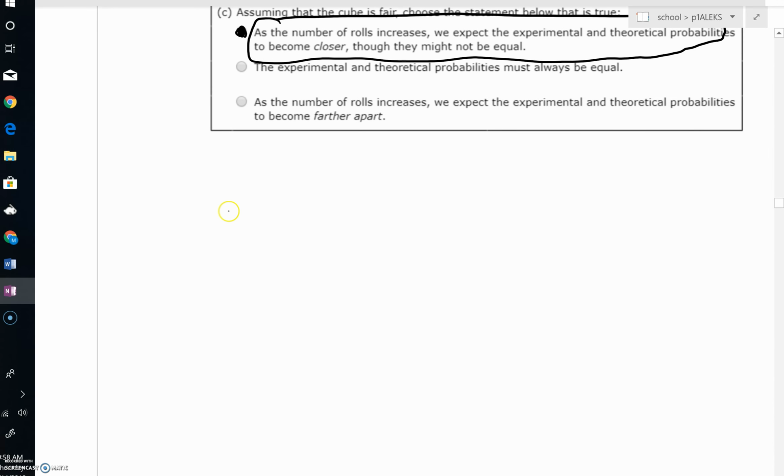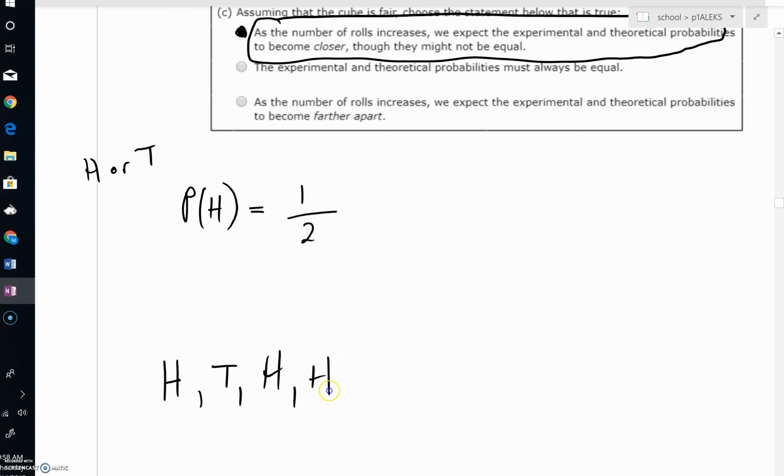Another way to just look at it, imagine that you're flipping a coin. And if you say, what's the probability of getting heads? Well, the probability of getting heads, you'd say, well, there are two possible things you could get. You get a head or a tail. And the probability of getting heads, you'd get 1/2. Let's just say that you went ahead and you actually flipped a coin. And you only did it 4 times.